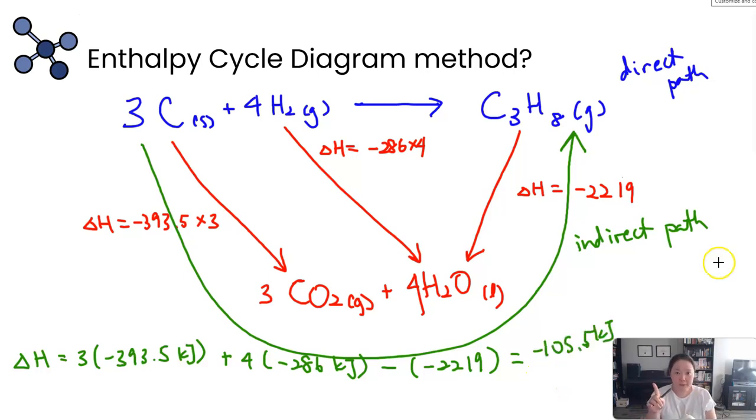Now, if you are an IB student, the IB is going to expect you to know how to use an enthalpy cycle diagram. If you're not, then it's up to you. If you feel that this is useful, then go ahead and use it. If it's not, then don't.